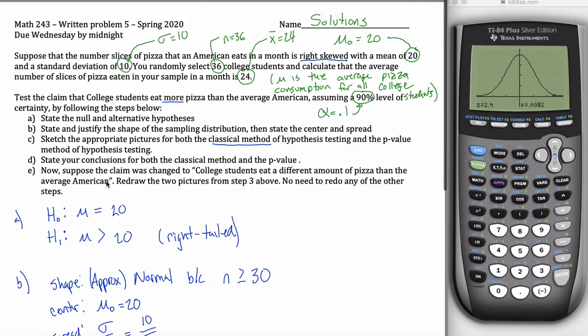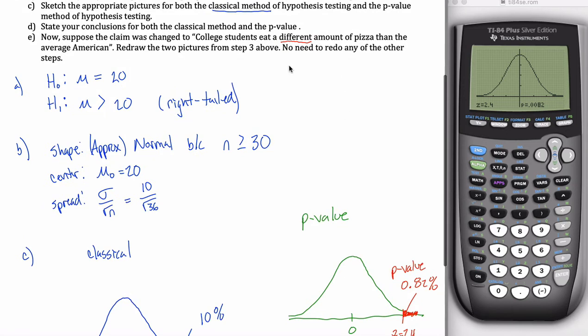Unfortunately, there's a step E, which says now suppose the claim was changed to college students eat a different amount of pizza. So the important information here is that this gets changed to different instead of more than. Redraw the two pictures from step 3. No need to redo any of the other steps. Okay, that's good. Maybe I can squeeze them in.